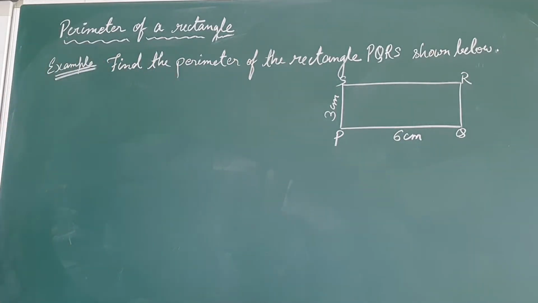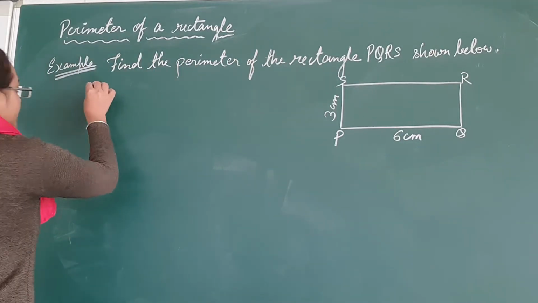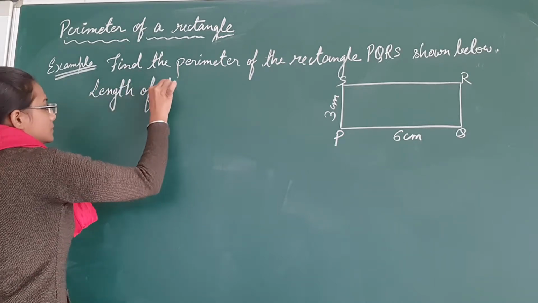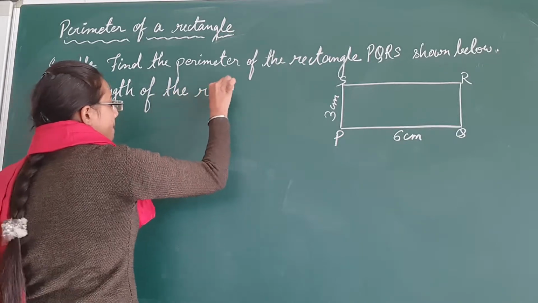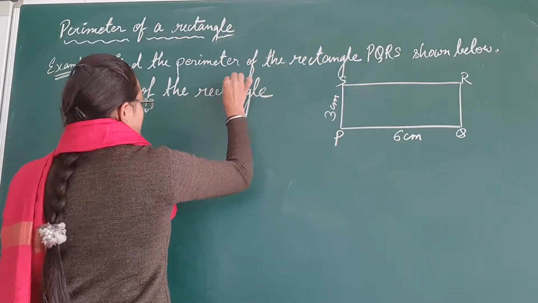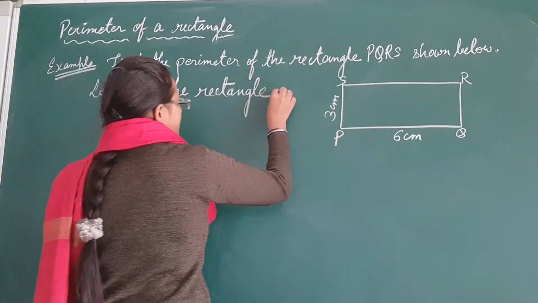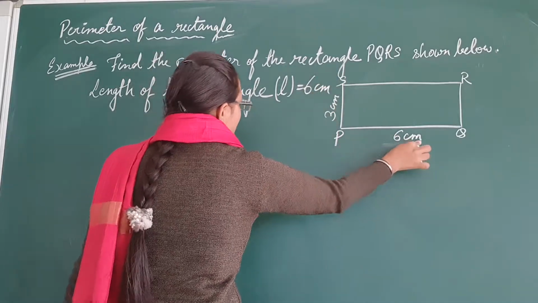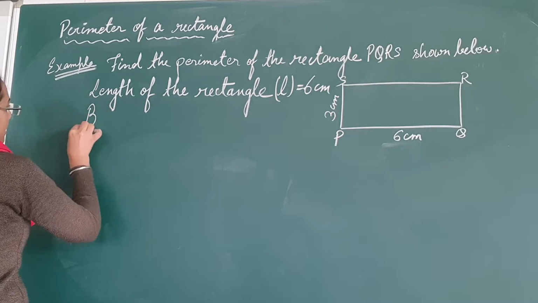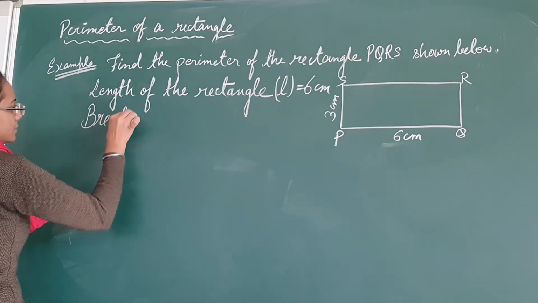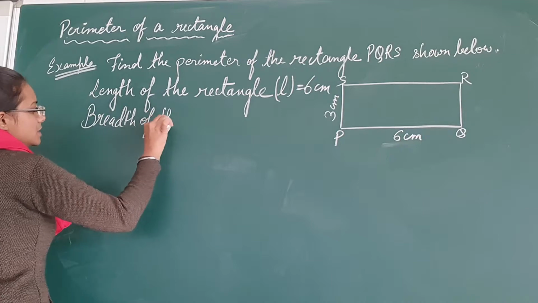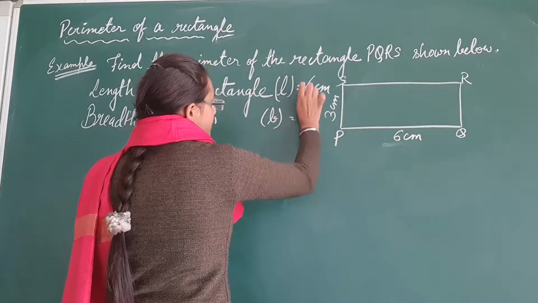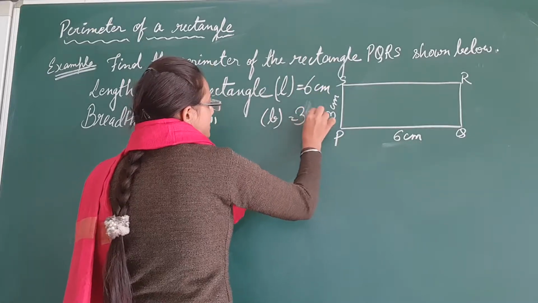So we will write here the length of the rectangle, or L you can write, is equal to 6 centimeter, as we know that the longer side is known as the length. Then the breadth of the rectangle, that is B, is equal to 3 centimeter.